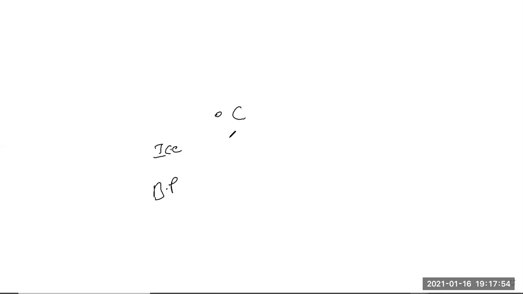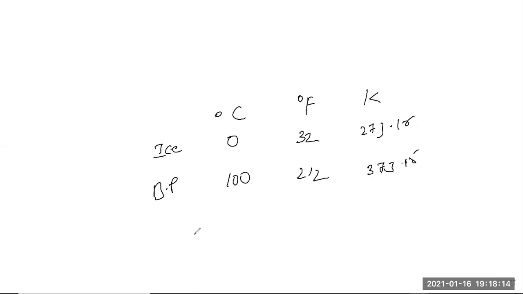So in degrees Celsius, ice point is 0 degrees Celsius and boiling point is 100 degrees Celsius. In Fahrenheit scale, it is 32 and 212. And in Kelvin scale, the ice point is 273 and boiling point is 373. Okay, and there is absolute zero.